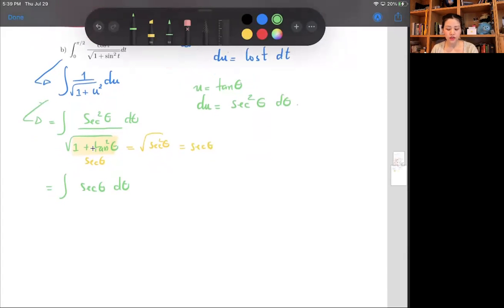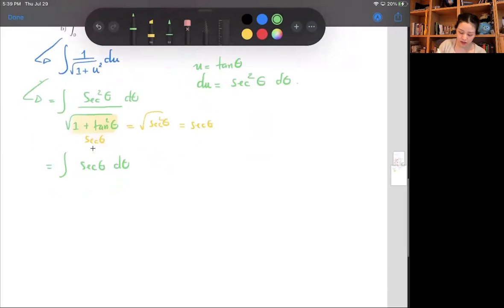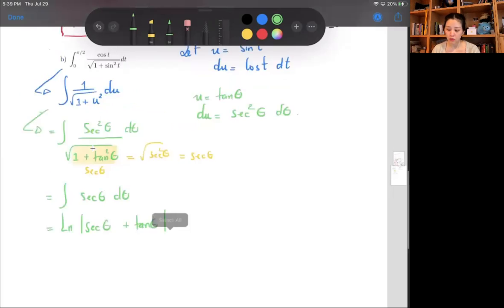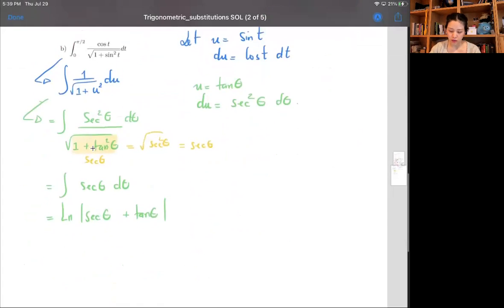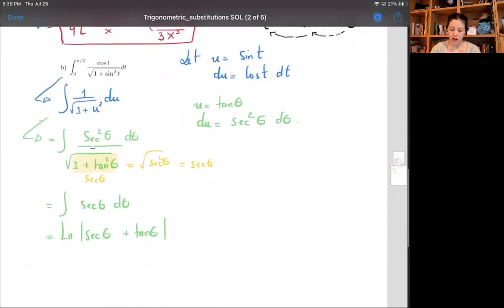The antiderivative of secant theta is ln of secant theta plus tangent theta, and then plus c, but we're just going to ignore that part for now because this is a definite integral. We're still in terms of theta, right? Now for the bookkeeping, we're going to go from theta to u. How do I do that?